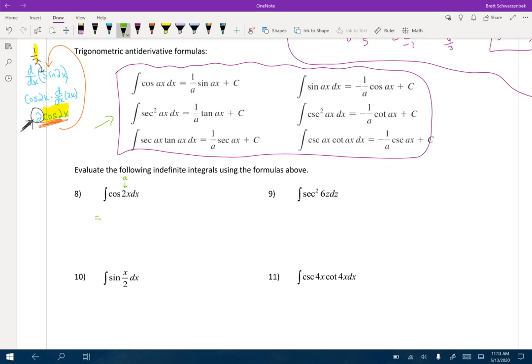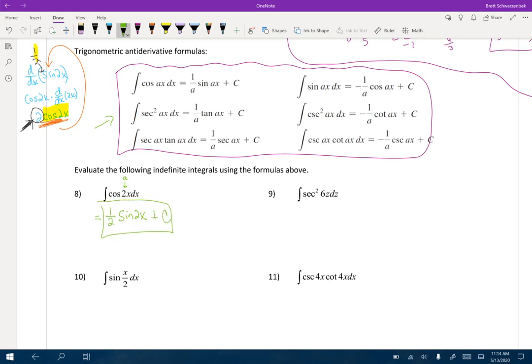I took the derivative of just sine, so therefore this has to be a positive sign. So what do I do? I do 1 over my a, which is 2, and I do sine ax, which is sine 2x, plus c, and I am done.